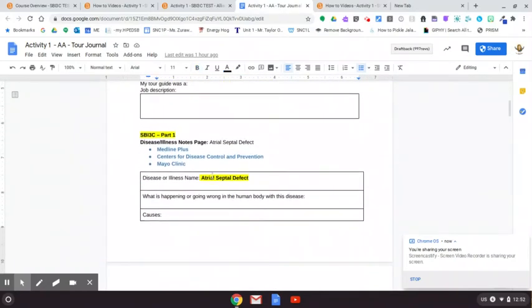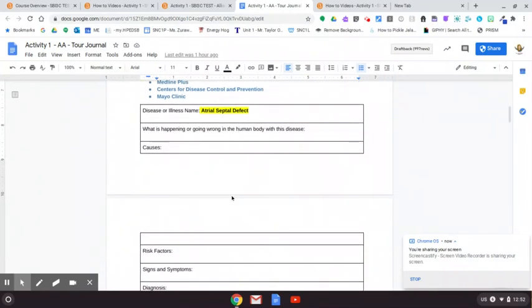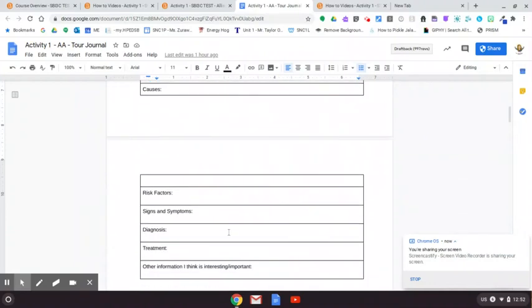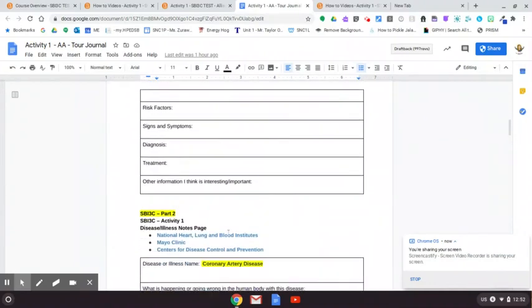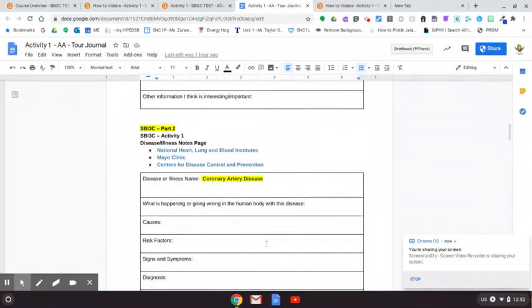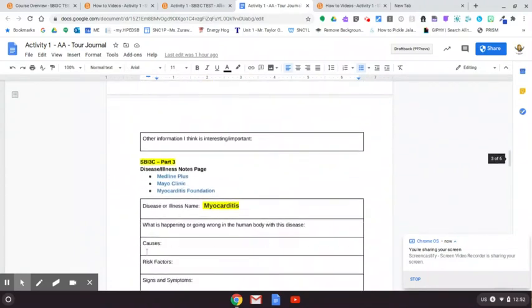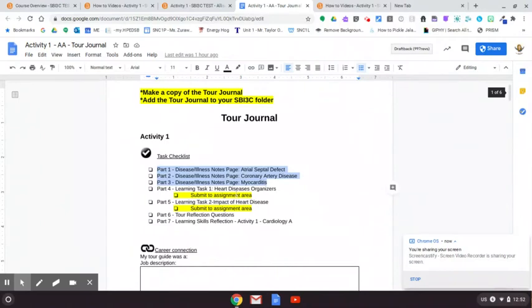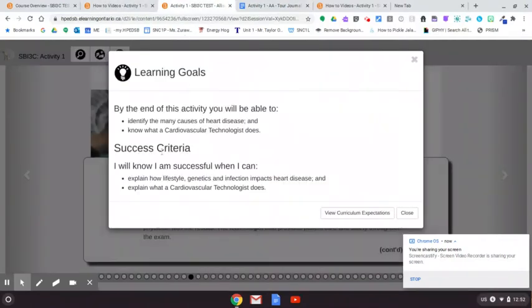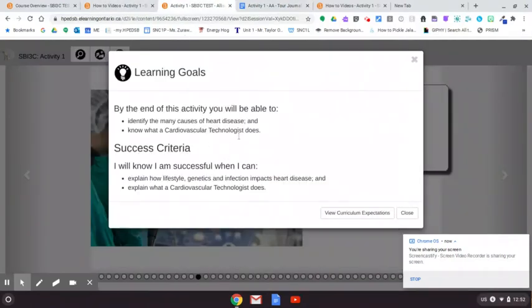You will see down below, you are going to look up atrial septal defect, I always say that one wrong, as well as coronary artery disease, and there's going to be some information about myocarditis. So basically, let's just have a quick look at our learning goals and success criteria for this activity.